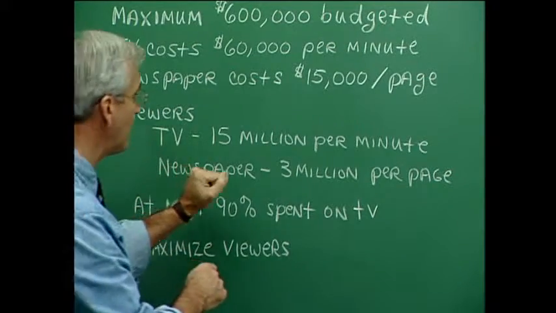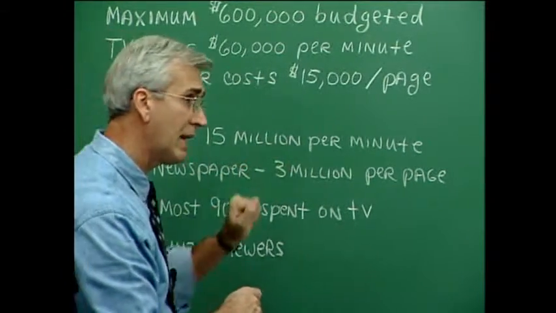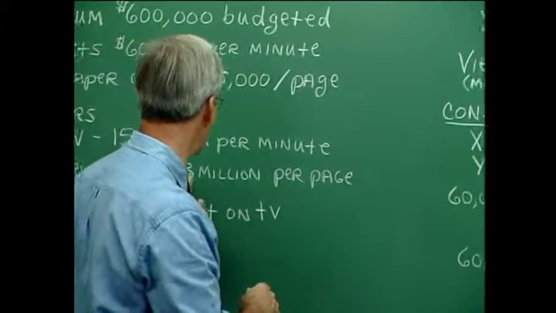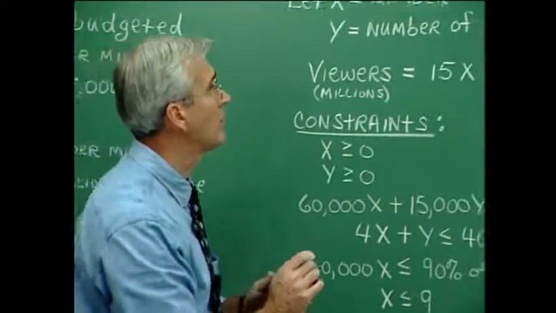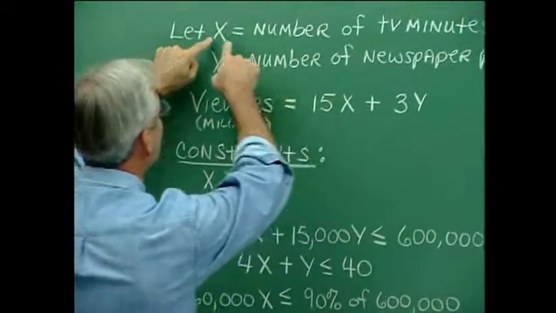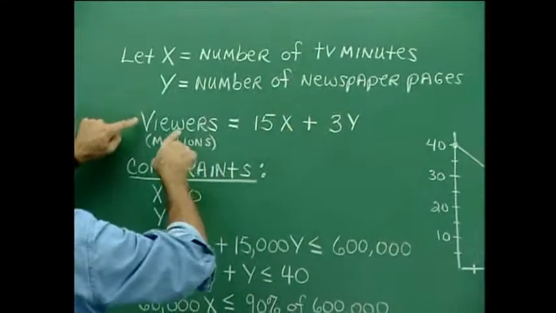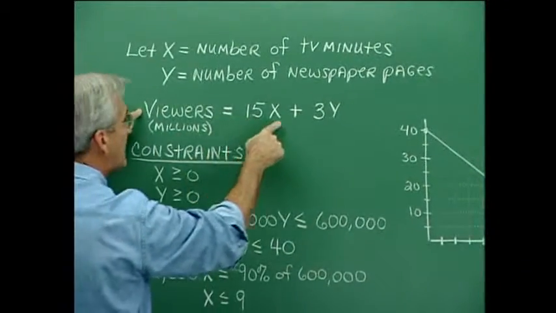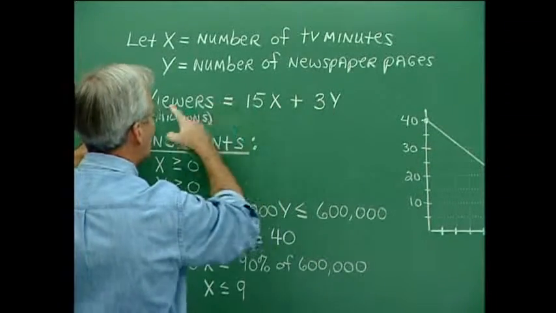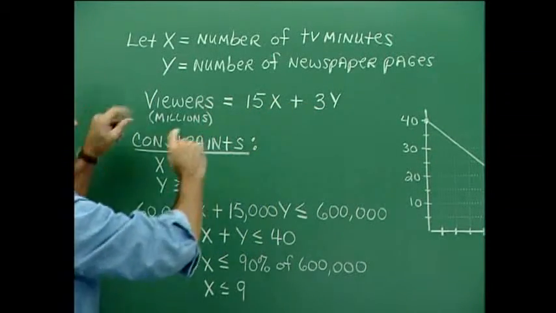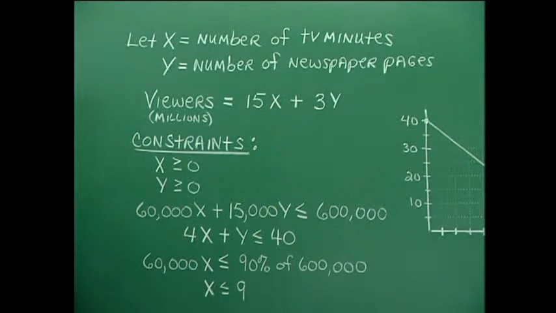equation. Now remember, 15 million folks watch every minute of television ad time, and 3 million for each page of the newspaper. So if we let X be the number of TV minutes and Y the number of newspaper pages, then the viewers in millions would be 15X plus 3Y. All right, that's our objective function, and we want to maximize this. We want to maximize the number of viewers.